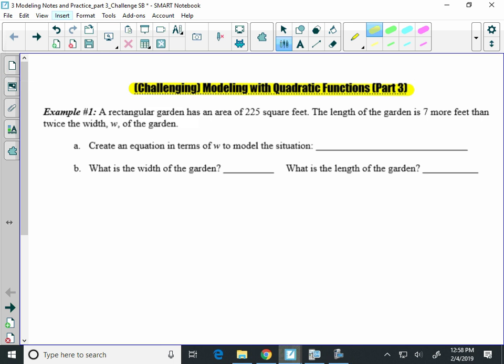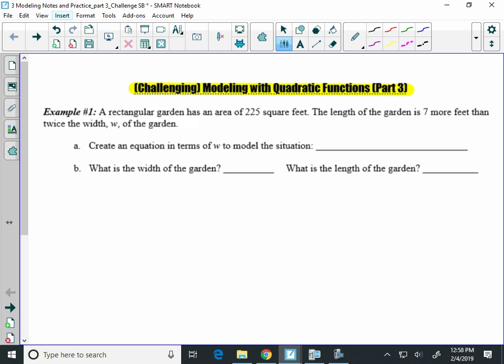And this time it says that you had a rectangular garden, and the garden has an area of 225 square feet. The length of the garden is 7 feet more than twice the width. I know, you don't like these ones. So we're going to create an equation. First thing, it's not going to be that bad once we break it down.